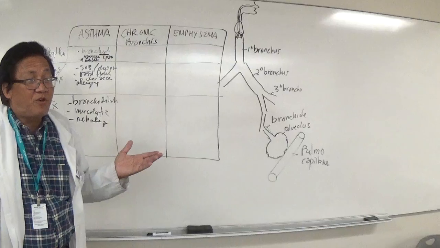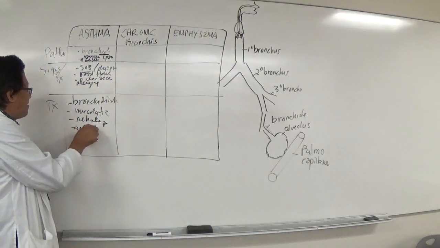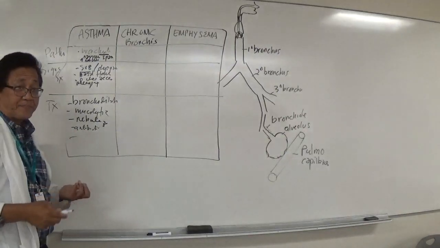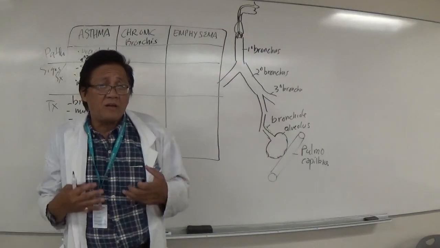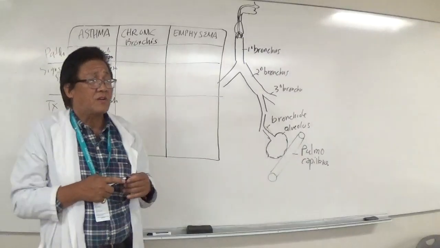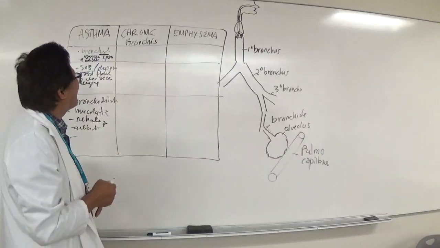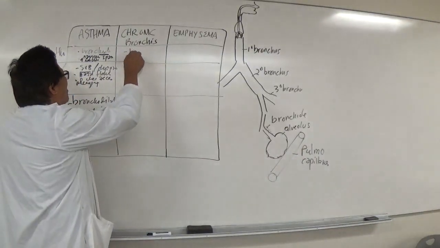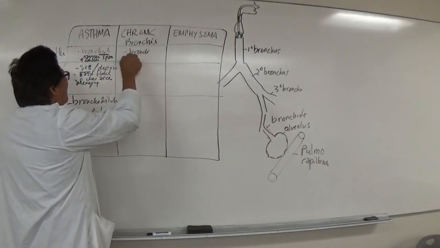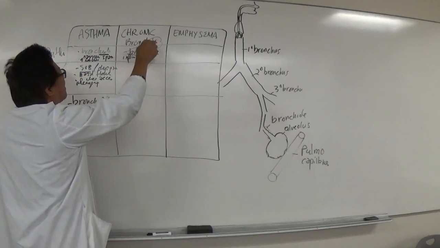Okay, if there's a need for antibiotics with an infection, we give what? Antibiotics, right? And of course, if there are a lot of secretions, we do pulmonary drainage, chest percussion, and all this, right? Now, if it's asthma, it's in the bronchioles. What about bronchitis? Of course, in the bronchi, right? And inflammation of the bronchi is called bronchitis, right?